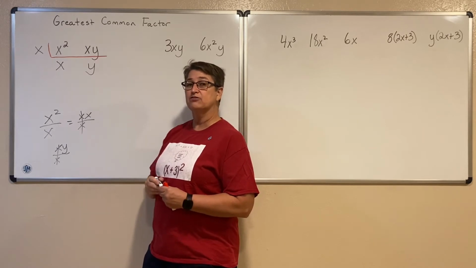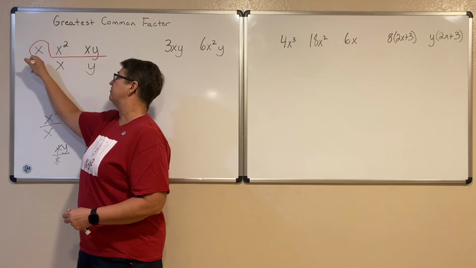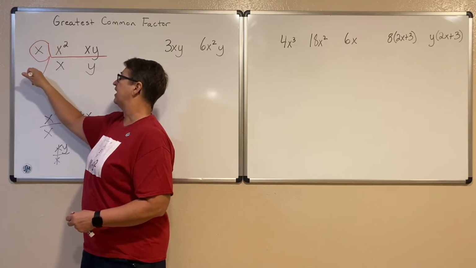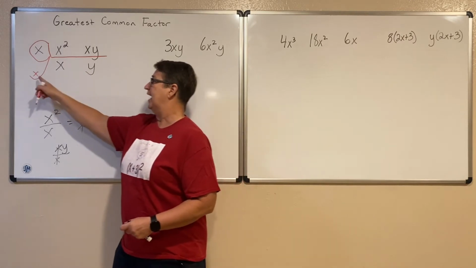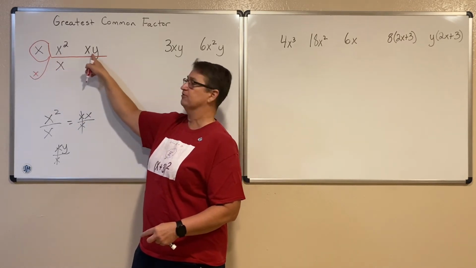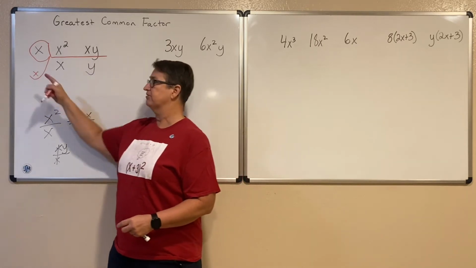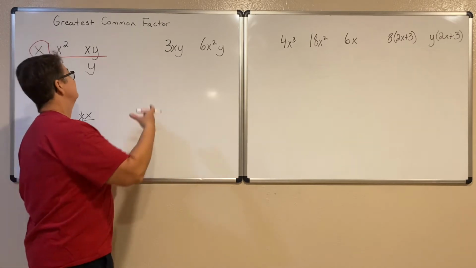My greatest common factor then is x. This is the biggest number that is in both x squared and xy. X times x gives me x squared, and x times y gives me xy. It's the biggest number that's in both of them. Let's try this one.